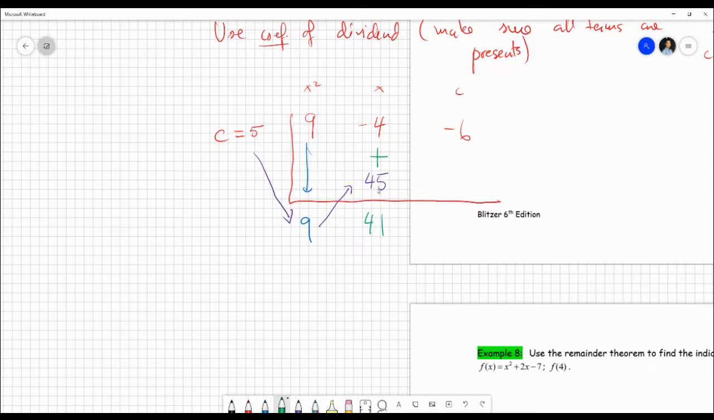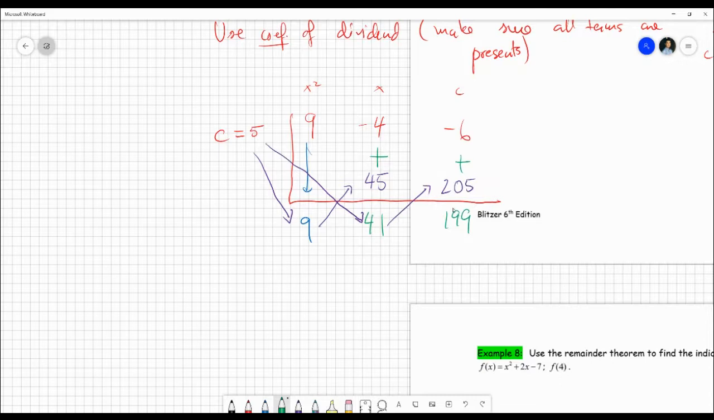Next, we'll do the same process over again. So now I'll take 5 times 41, put the answer over here. That's 205. And then add straight down. So I have 199. After we finish, we are out of numbers, so we finish here.